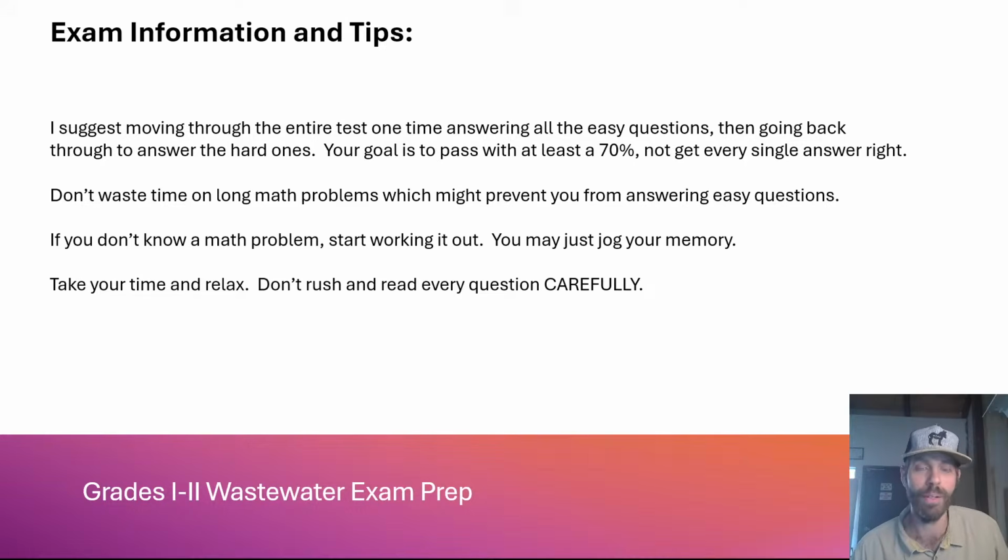So that's where the math problems, you do not leave those blank. You never leave any question blank, but you absolutely got to make sure you work those math problems out if you're running the clock. And then lastly, take your time and relax. Don't rush and read every question carefully. You are allotted plenty of time to do these tests.